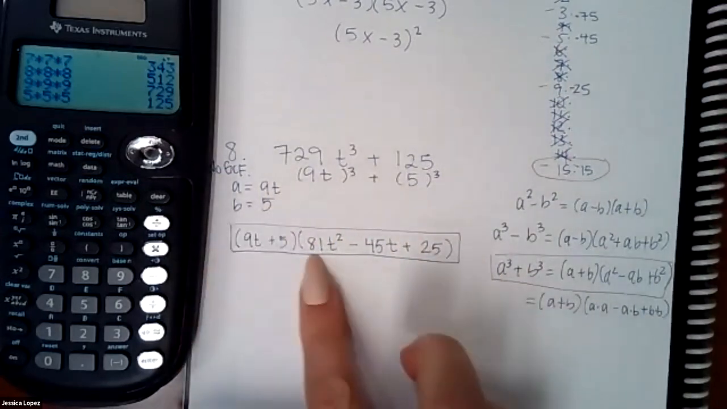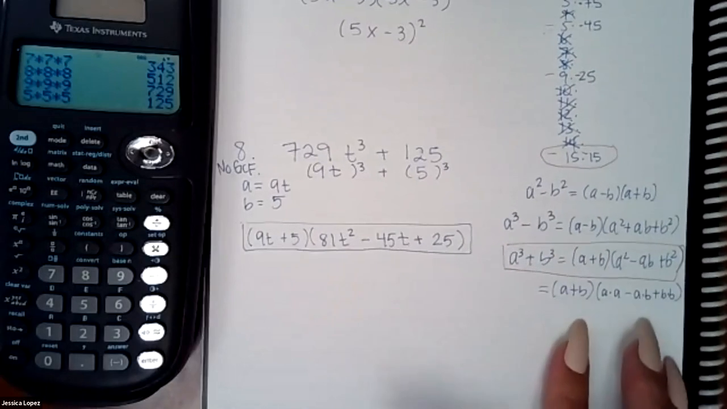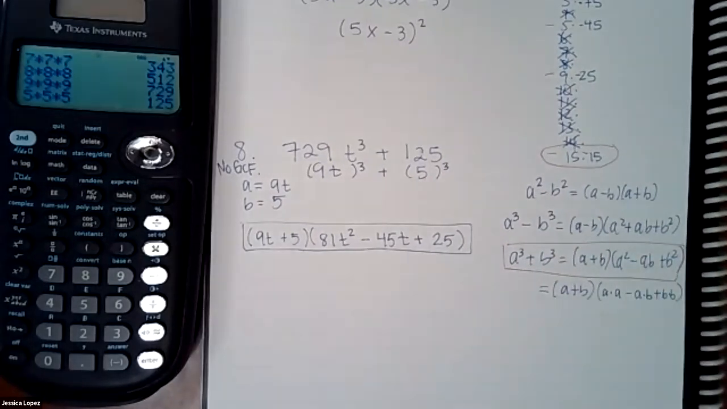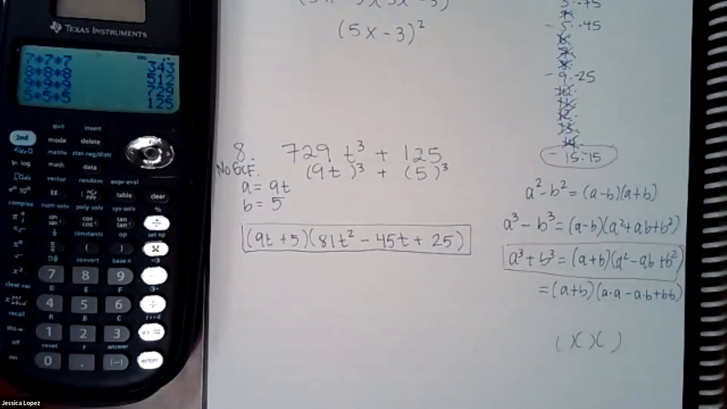Do not try to factor this trinomial when you use these two formulas. Because if that trinomial could have been factored, the formula would have already had them in factored form, meaning you would have had three bubbles or three parentheses instead of one little one and then a trinomial.